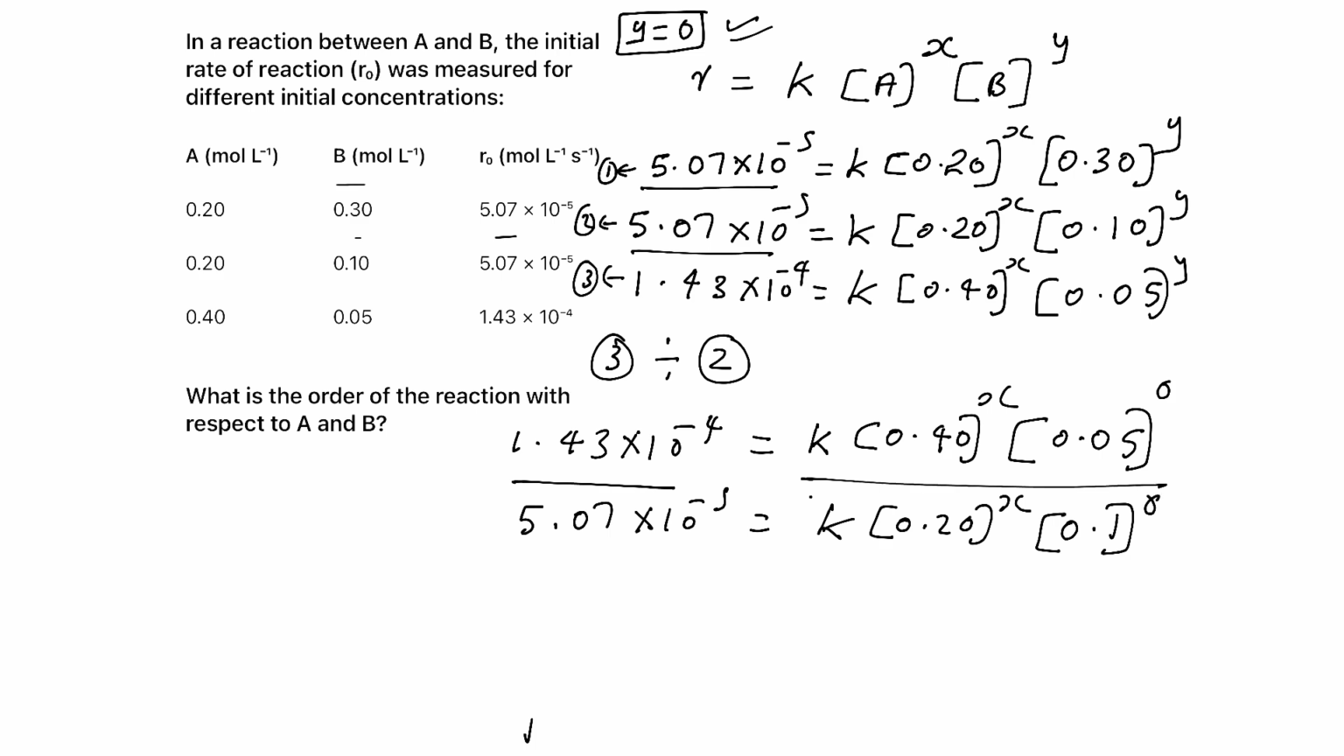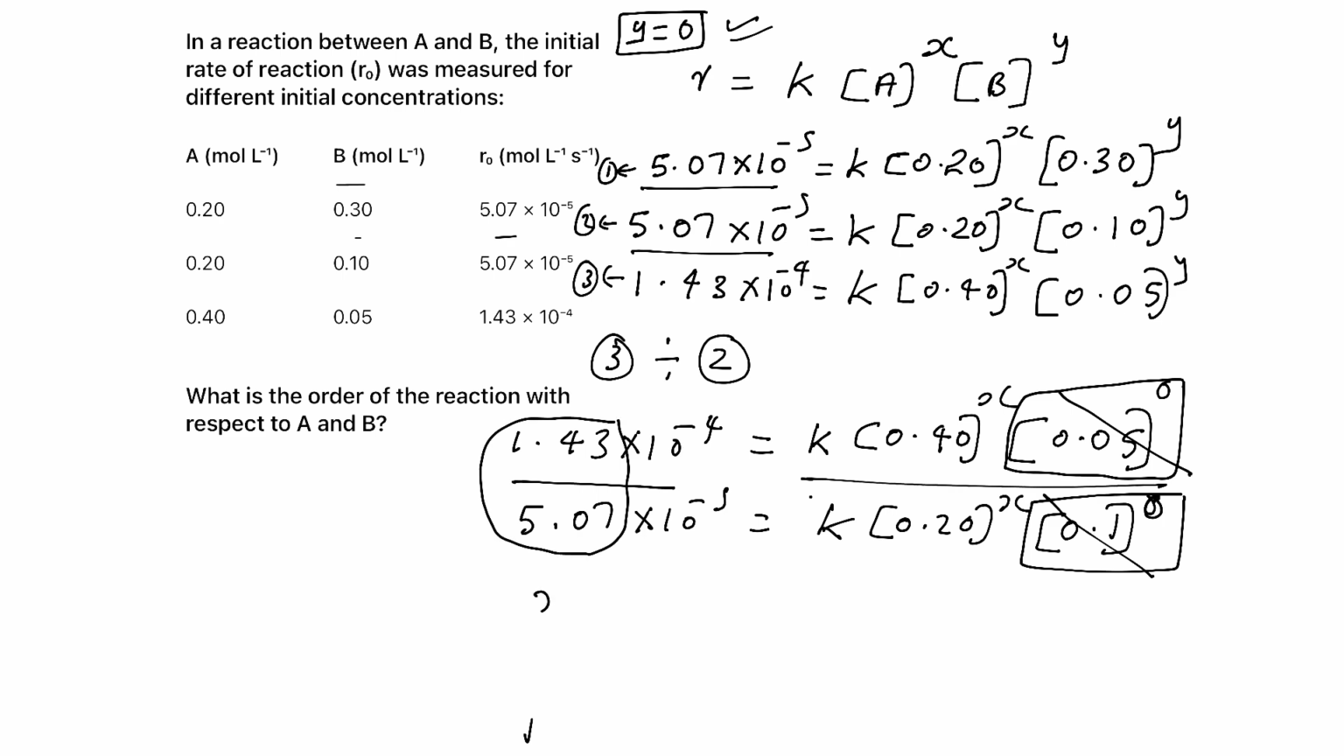You can put that. Now anything raised to 0 is 1, so ignore it, it is just 1. Here also you can ignore it, 0.1 raised to 0 is 1 only. Okay, 1 by 1 cancels. Now you can divide LHS: 1.43 divided by 5.07, you will get 0.282. 10 raised to minus 4, this 10 raised to minus 5 will come to the numerator, so 10 raised to minus 4 into 10 raised to 5 becomes 10, right? Is equal to, k gets cancelled.